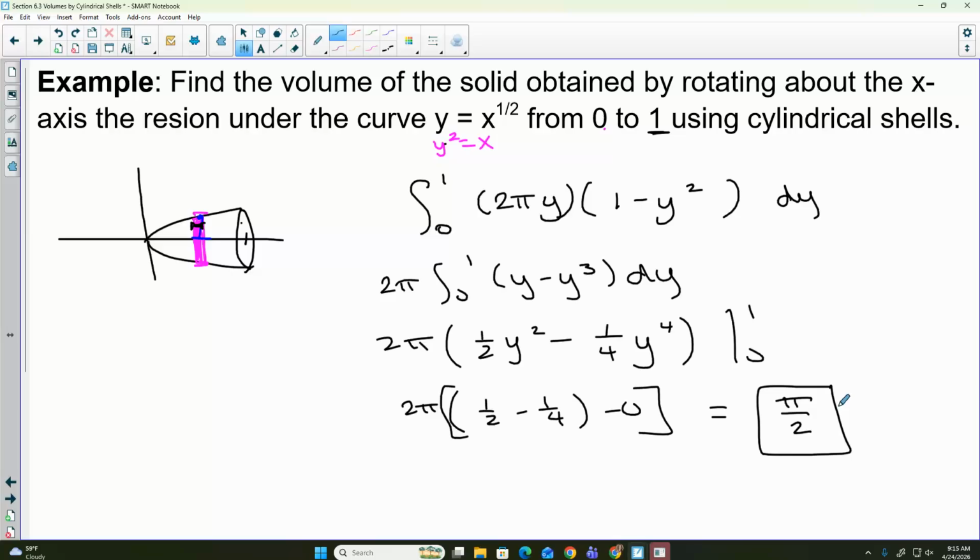So this became more complicated because we were rotating around the x-axis. The y-axis is much simpler on these. All of your homework questions are going to be around the y-axis, so they'll be more like the first couple, pretty straightforward ones.